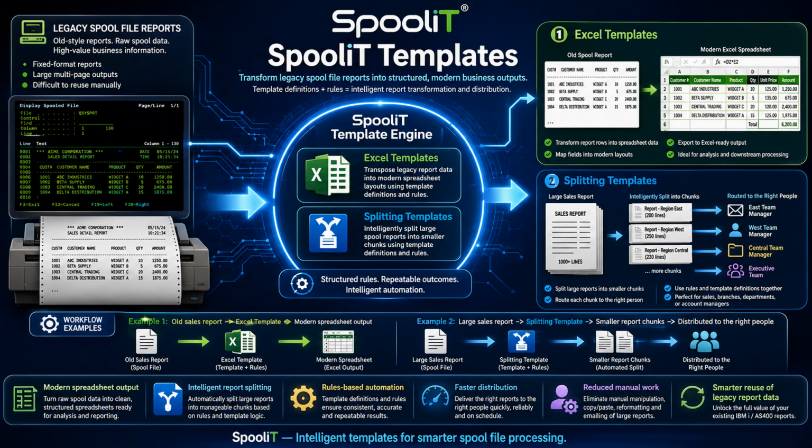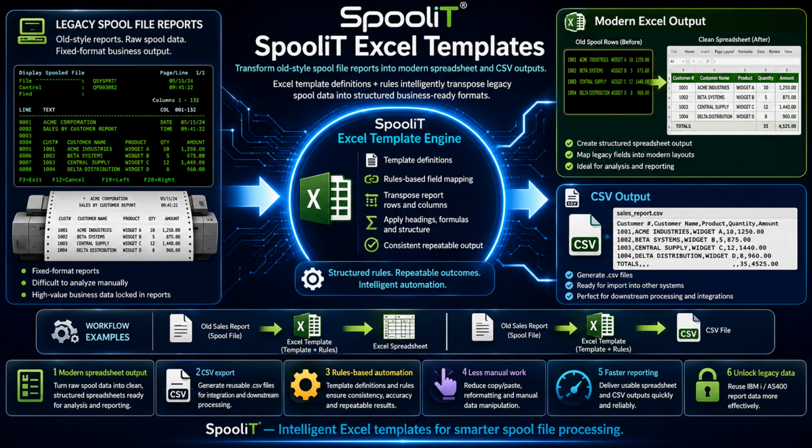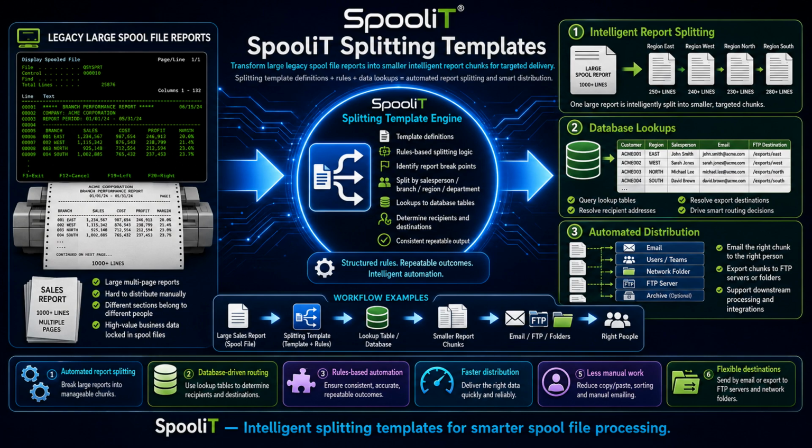In the next demonstration, we will explore the concepts of templates within SpooliT. Then we will do a deep dive into the power of SpooliT Excel templates, enabling you to generate output in the format that most users love to use. Excel. After exploring Excel templates, we will do a deep dive into the power of SpooliT splitting templates, exploring the power of SpooliT to divide huge reports into smaller report chunks, and distribute each report chunk to the correct people in your organization.